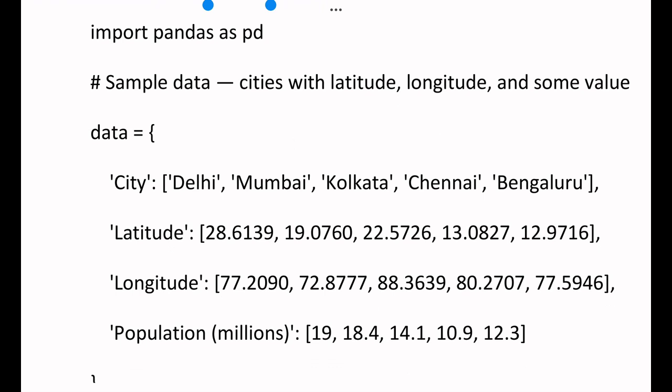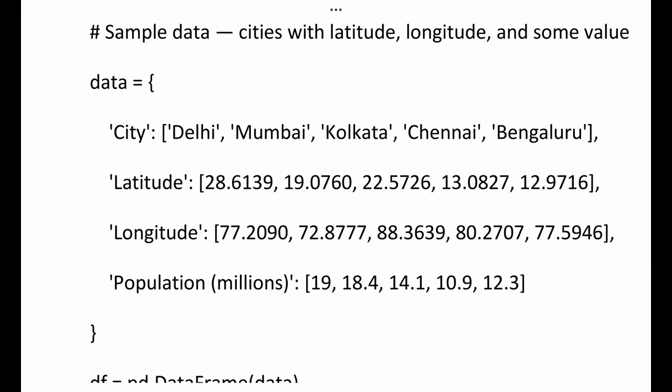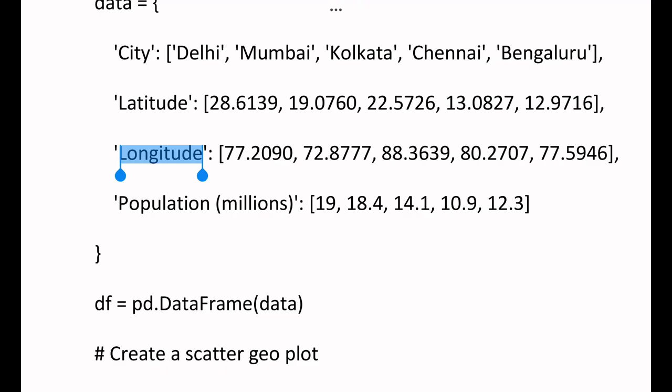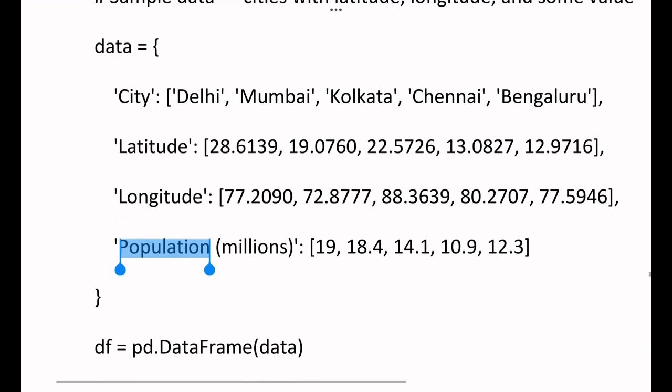Same thing here. We are using one dictionary. Inside this dictionary my cities are Delhi, Mumbai, Kolkata, Chennai, Bangalore, and my latitude. You will check the latitude and longitude in Google Maps and copy them here. And for population, you can write anything according to your research work. So this is my data frame, and my data frame name is data.